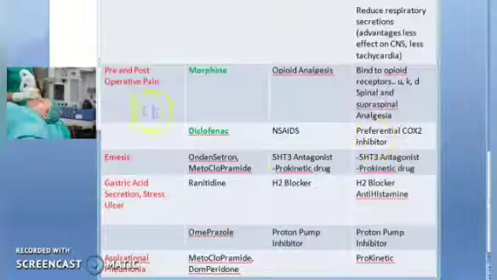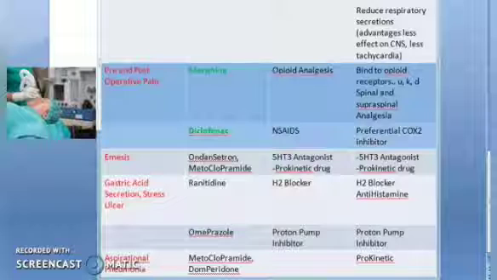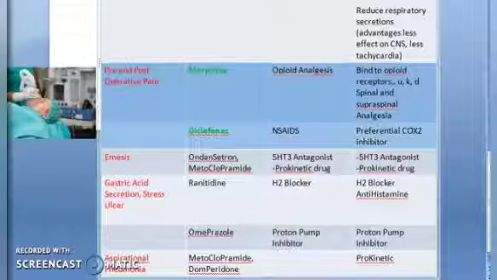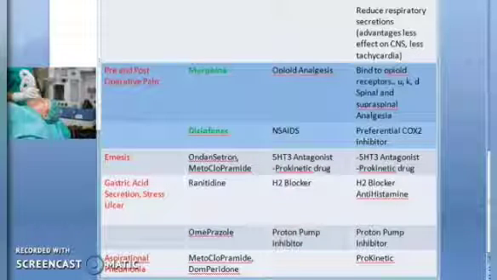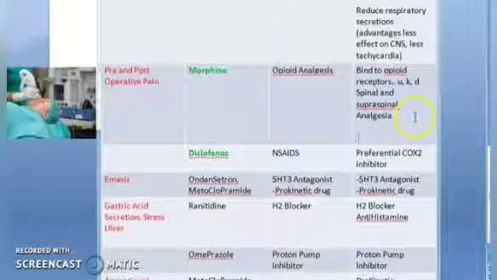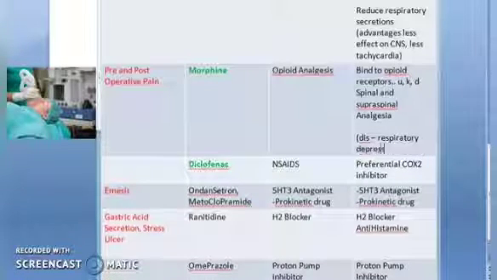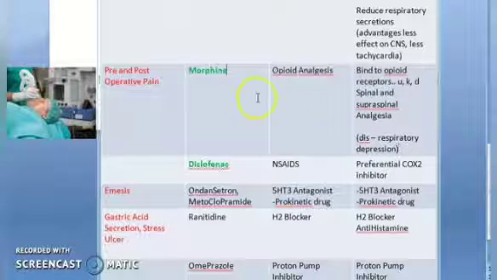Preferential COX-2 inhibitor. Now currently where we are here, we are looking at pre and post operative pain. Opioid analgesics such as morphine, pethidine, fentanyl may be used to relieve pain. The limitations with opioids are respiratory depression. So there's a problem here that you should expect. The disadvantage is respiratory depression can happen. Okay.